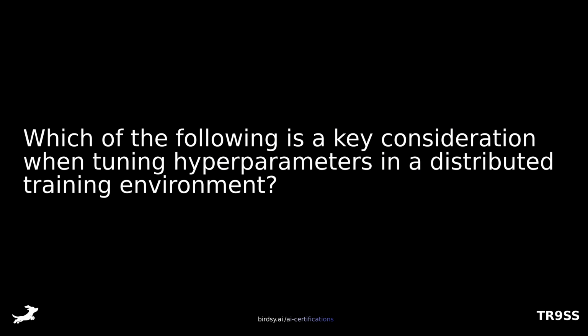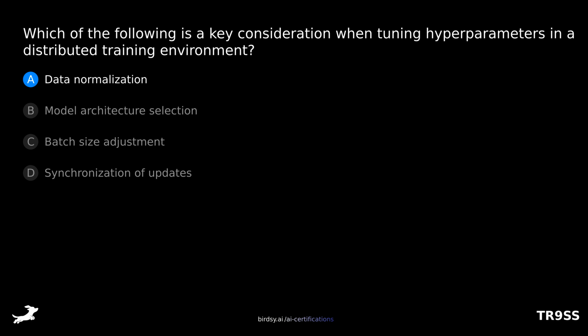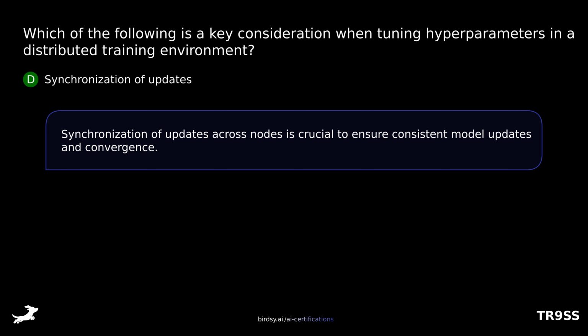Which of the following is a key consideration when tuning hyperparameters in a distributed training environment? Is it A, data normalization, B, model architecture selection, C, batch size adjustment, or D, synchronization of updates? The answer is D, synchronization of updates. Synchronization of updates across nodes is crucial to ensure consistent model updates and convergence.